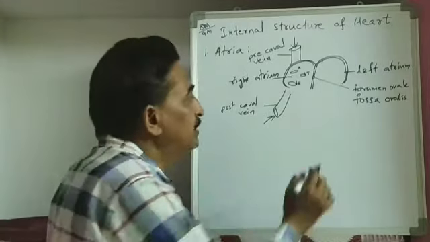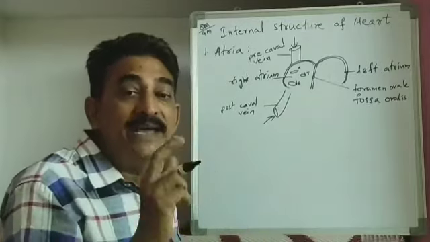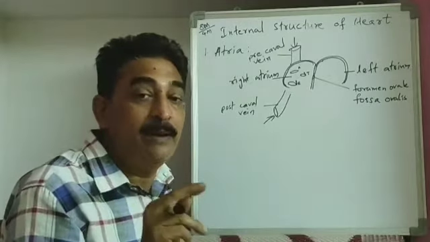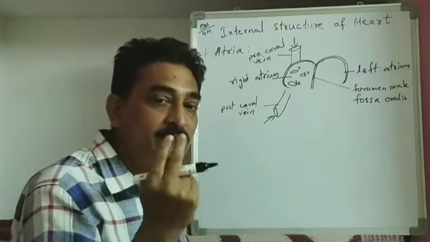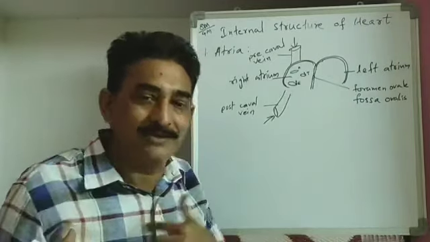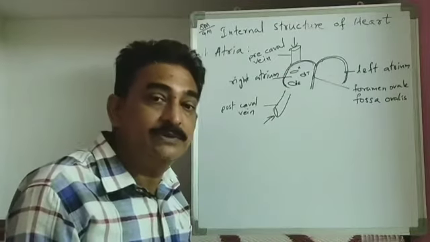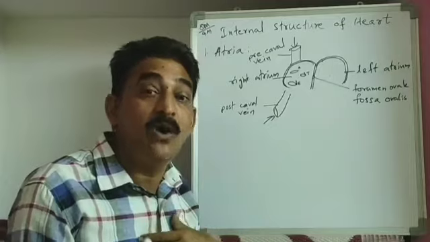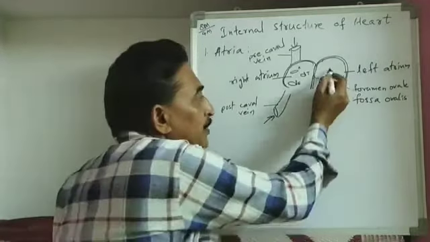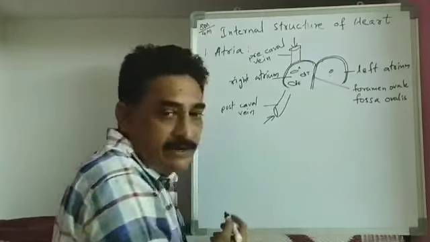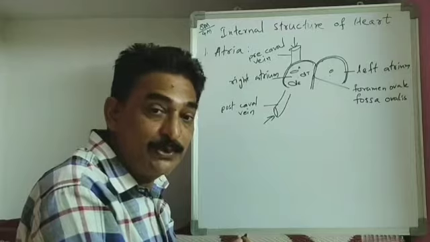Okay. Now coming to the left atrium. Left atrium receives two pairs of pulmonary veins. Pulmonary stands for lungs, so these pulmonary veins come from lungs. They receive blood from lungs, means oxygenated blood, and open into the left atrium. Oxygenated blood means blood with oxygen. So it is pure blood.